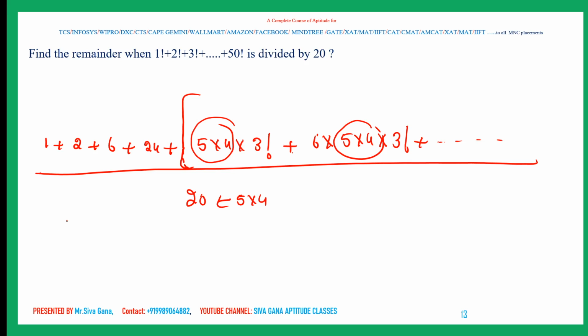What is the remaining term? 24 plus 6, 30. 30 plus 2, 32. 32 plus 1, 33. 33 when divided by 20, the remainder is how much? 13. That is the answer for this question.